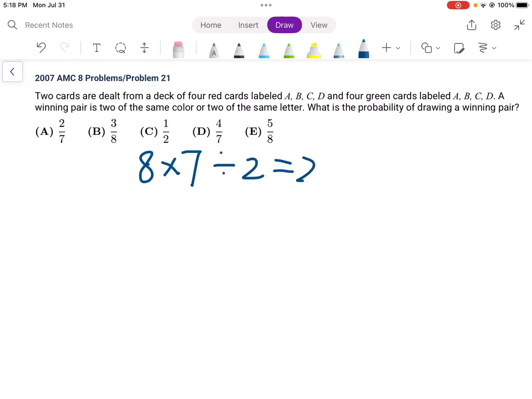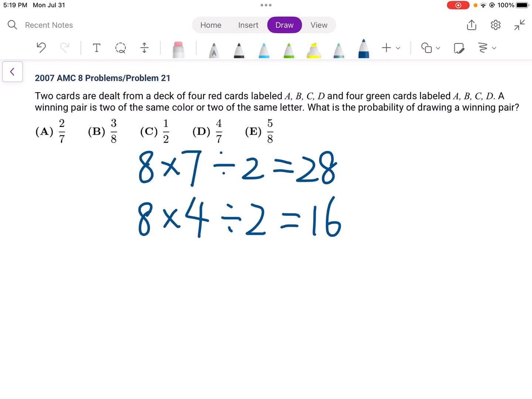And that's 28 choices. Now, if we would like to choose a winning pair, for the first one we still have 8 choices. But for the second card, we can choose from either the other 3 cards of the same color or from another color that has the same labeled letter. So that's 4 choices in total. And again, the order does not matter, so we divide that by 2, and that gives us 16 choices.